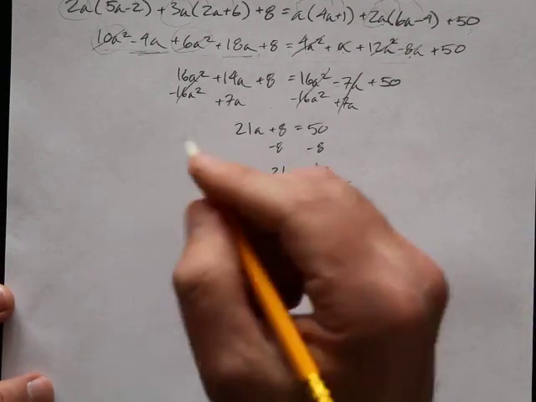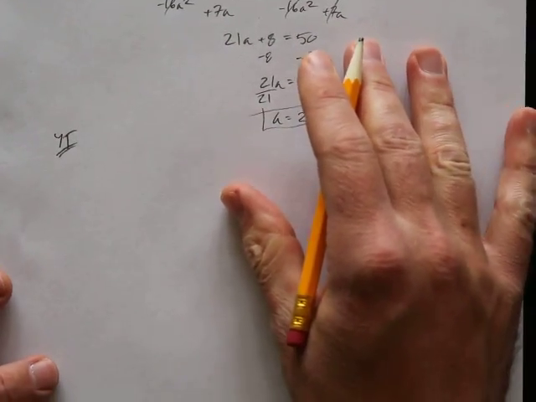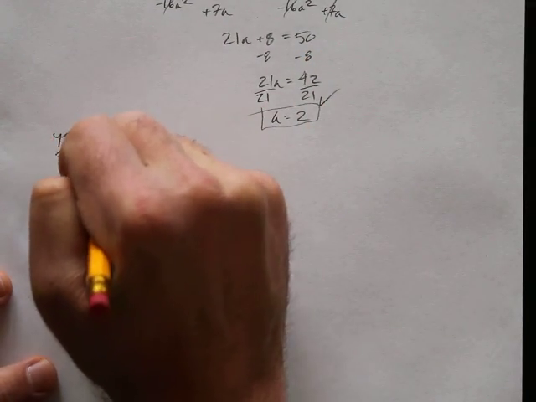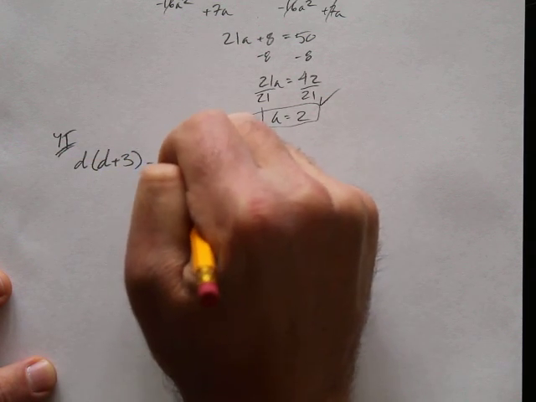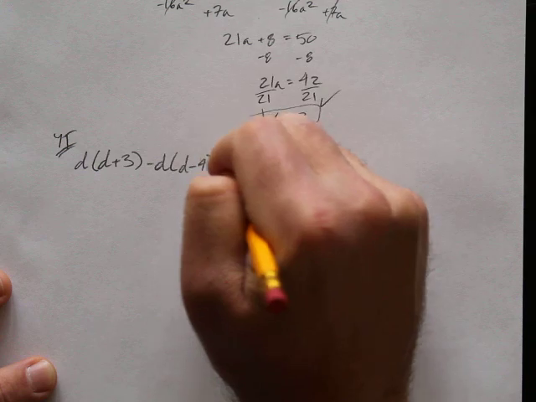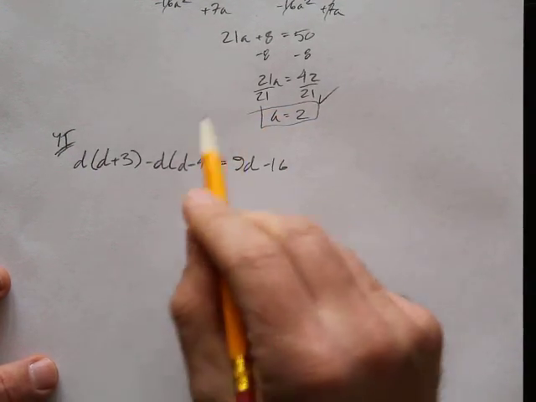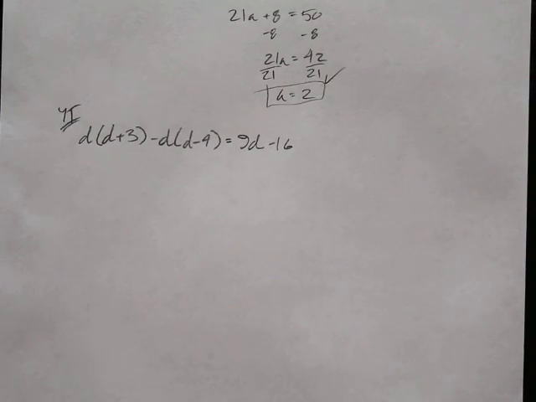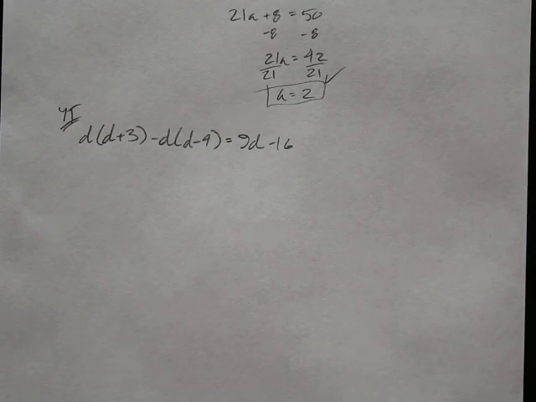Okay, that's a lot of work, but you're going to do one on your own that's a little bit less work, but it's the same kind of principle here. d times (d plus 3) minus d times (d minus 4) equals 9d minus 16. All right, so same idea, a little bit less work. All right, go ahead and pause and get this one done. This is the last example that we're going to do for 8-2. Go.